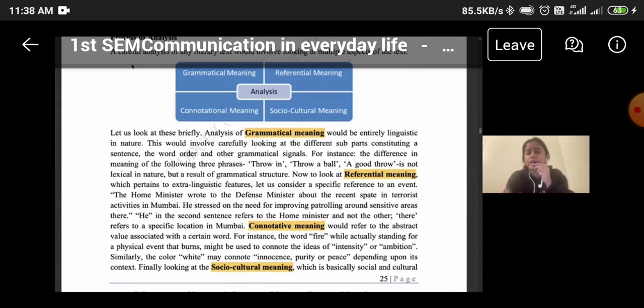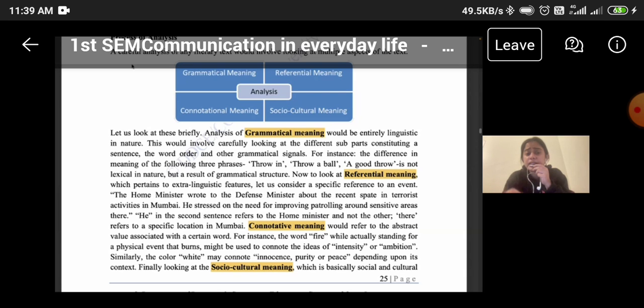Let us begin our discussion on it with understanding how many types of meanings we have. We have 4 types of meanings. We have grammatical meaning, we have referential meaning, we have connotative meaning, and we have socio-cultural meaning. What is grammatical meaning? Grammatical meaning is linguistic in nature, which is the study of language, where we look at the grammatical signals, we look at the grammar, we look at if it is had, if it is has, if it is was, if it is, or if it is will be. So that is the grammatical meaning.